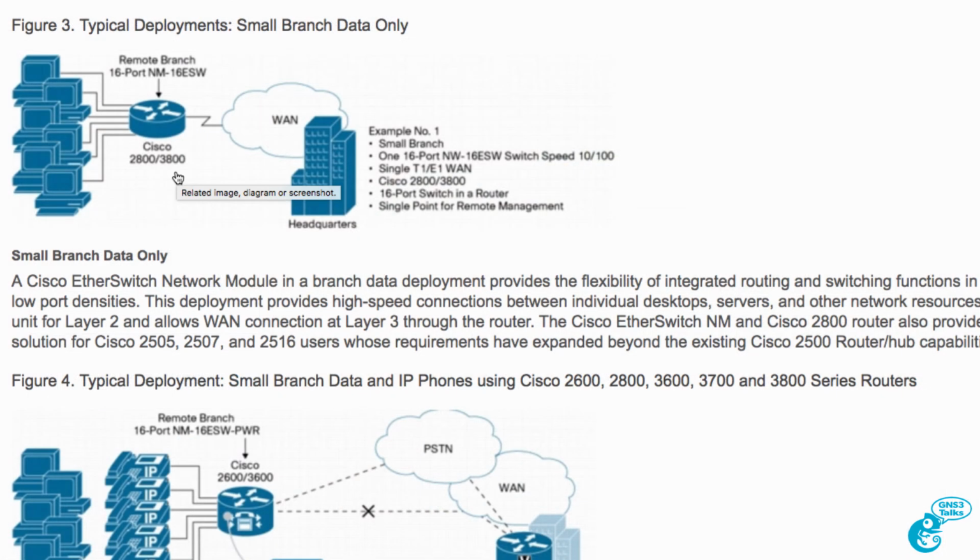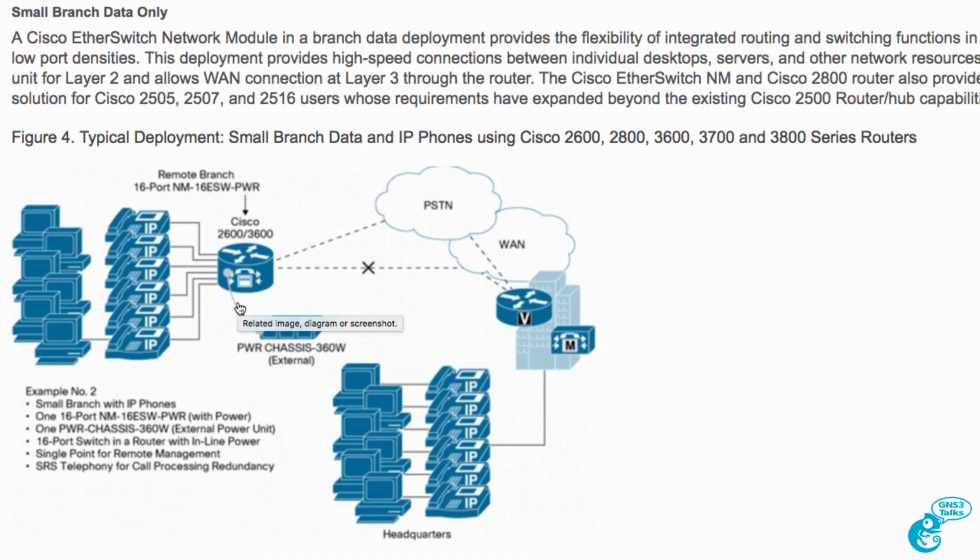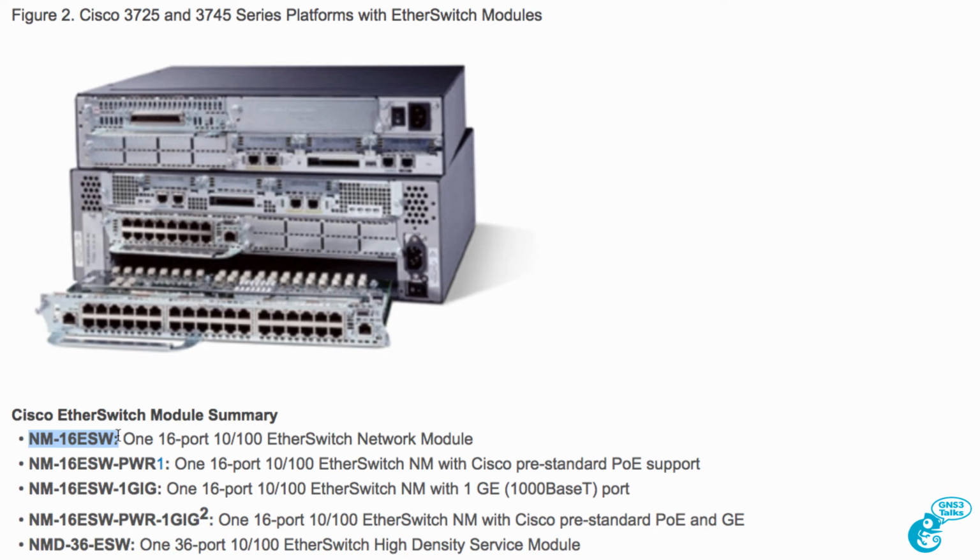Now, Etherswitch modules provide switching capability in routers. So as an example, you could have a 3600 series router at a remote site and then provide power to IP phones. So essentially, rather than having a layer 3 switch, which is a switch providing routing capabilities, here you've got a router providing switching capabilities. So once again, these are network modules that you insert in a router.